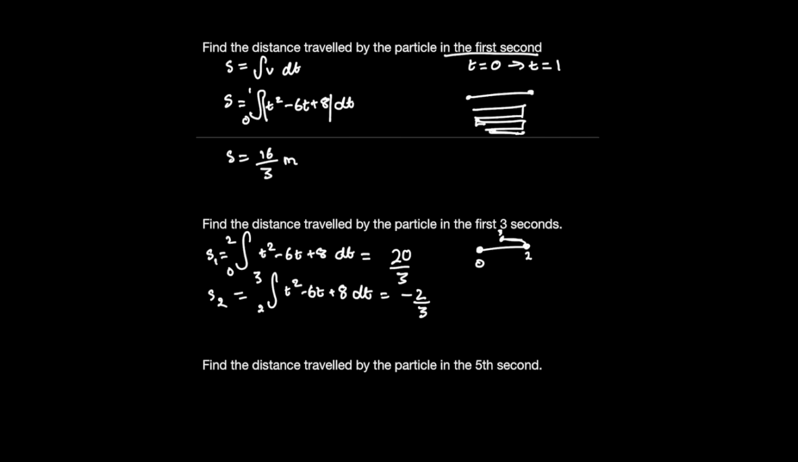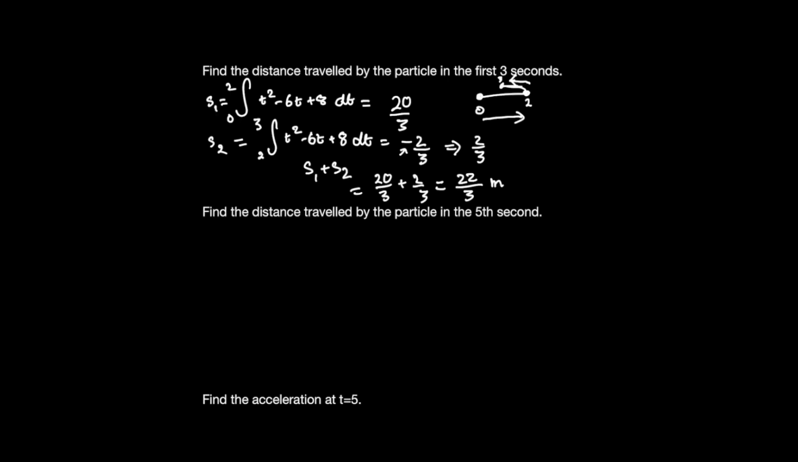As you can see, the negative sign here indicates that it's been displaced in the opposite direction to the original direction in which it was traveling from 0 to 2. So you can see there's a change in direction. But since we're calculating distance, we're going to take it as 2 by 3, because distance can never be negative. It's a scalar quantity. So just add up s1 plus s2, which is 20 by 3 plus 2 by 3, which is 22 by 3.